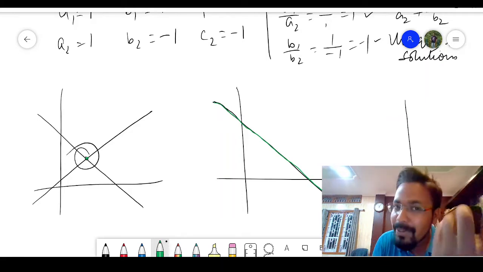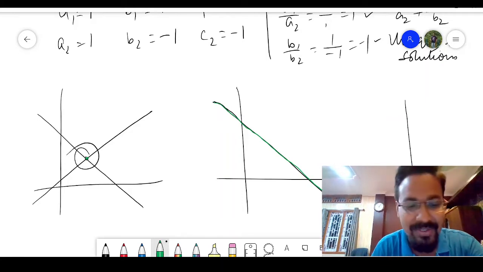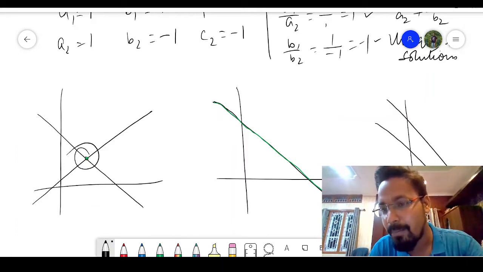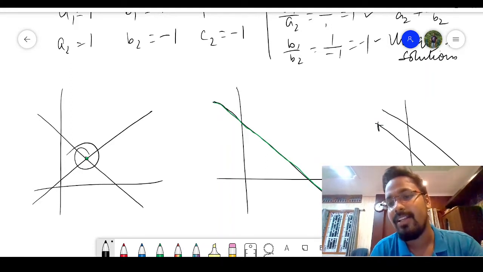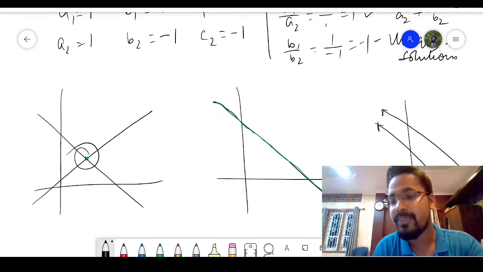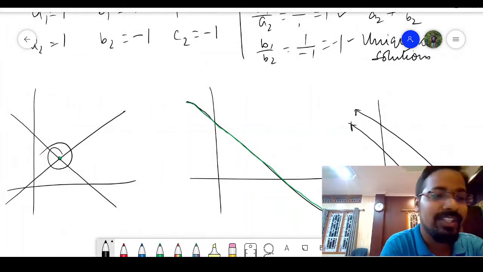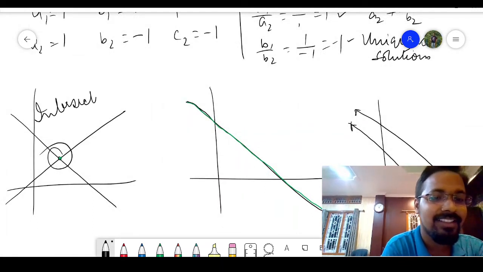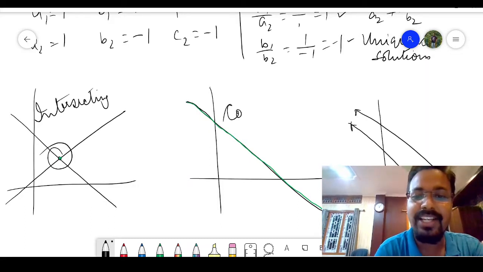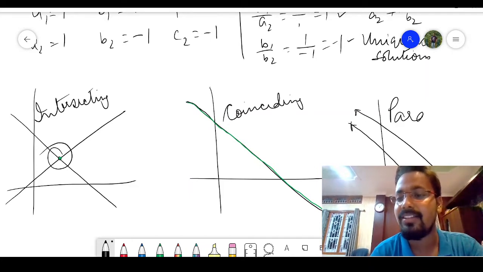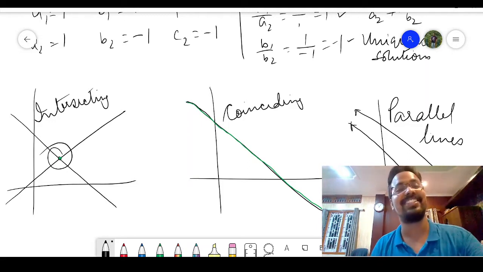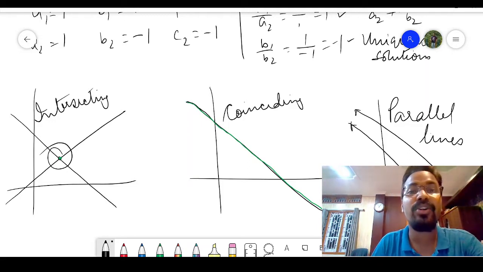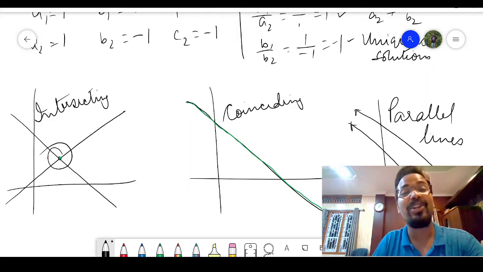Now what will happen in case of no solution? If we draw the graphs, we will see that the lines we obtain by drawing the equations which have no solution actually are parallel lines. So these are intersecting lines. These are coinciding lines. And these are parallel lines. And parallel lines will never intersect each other. And as they will never intersect each other, there will be no solution. You cannot find any solution.